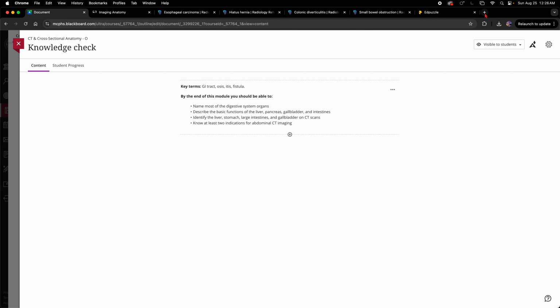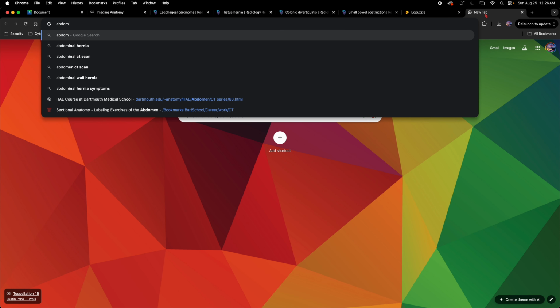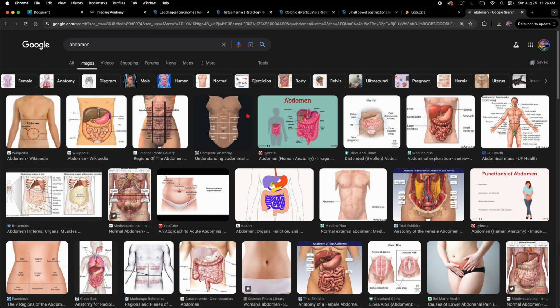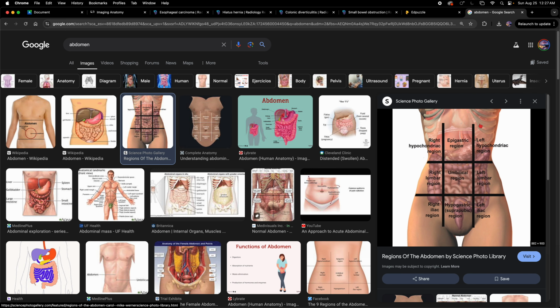As a reminder, for CT, we consider the abdomen to be from the diaphragm to the iliac crest, right? And then the pelvis from the iliac crest down through the symphysis pubis. But the layperson will say the entire abdomen includes from the diaphragm all the way through the symphysis pubis. Okay.